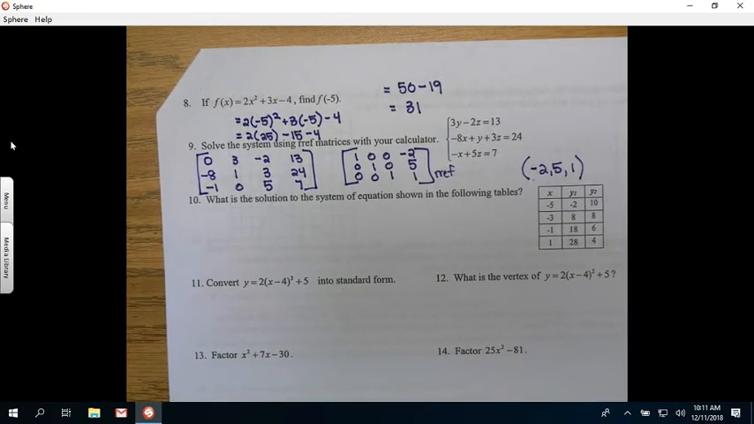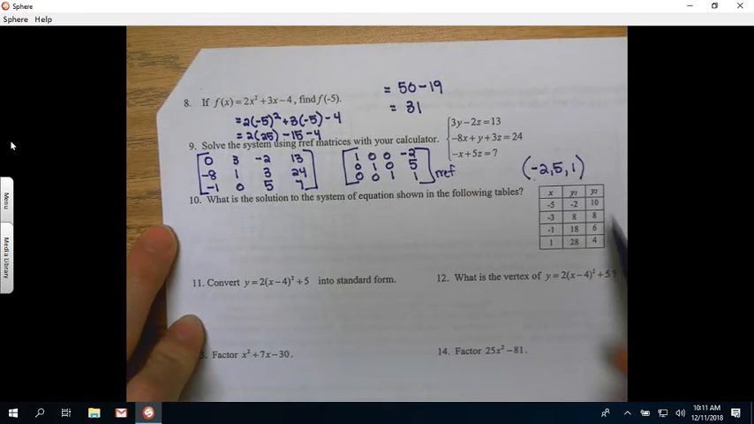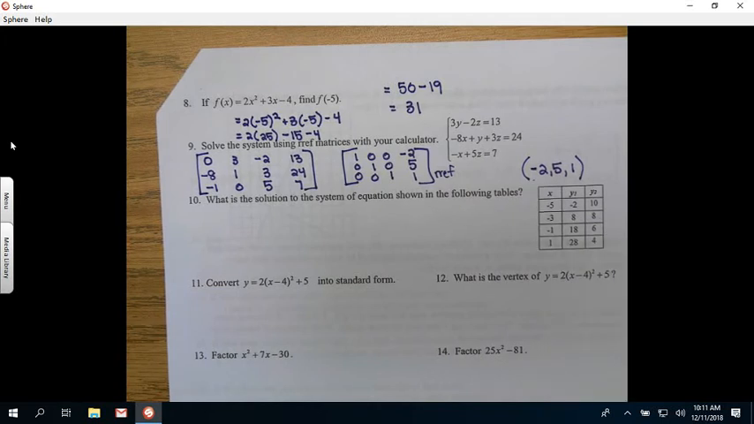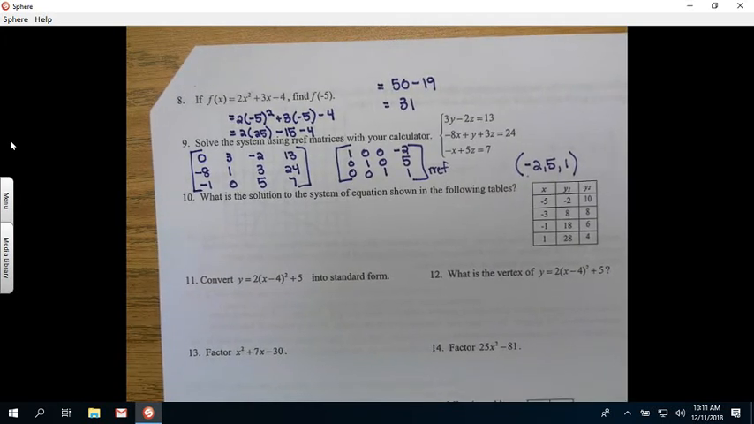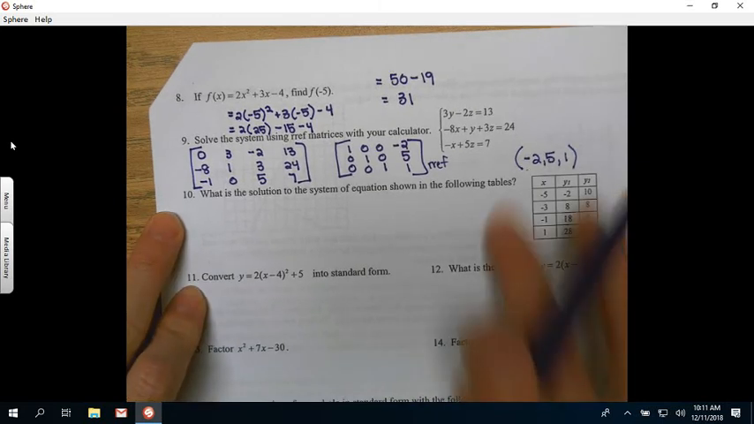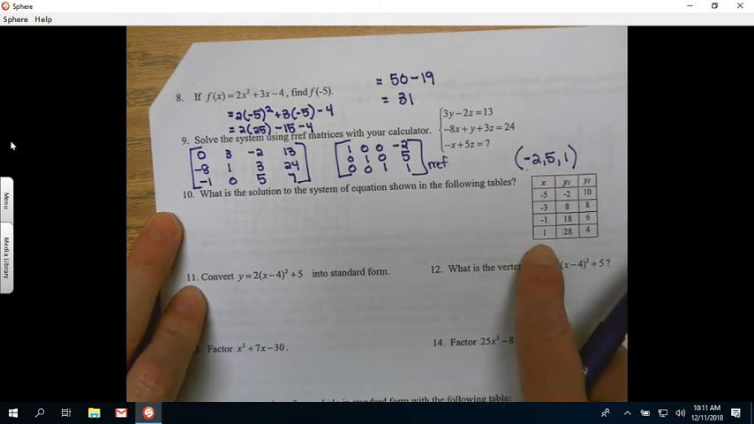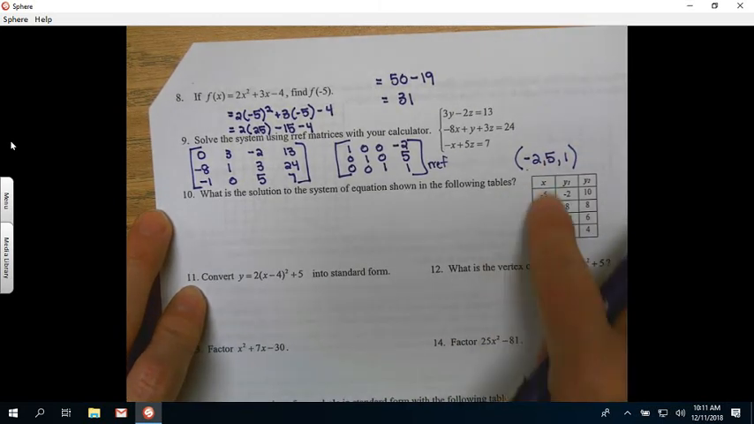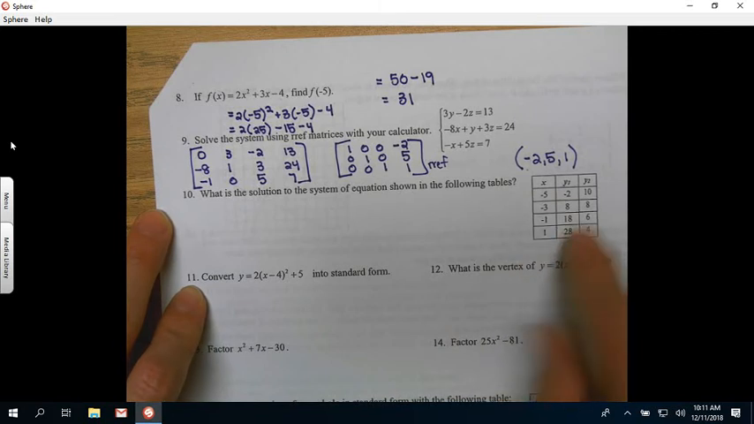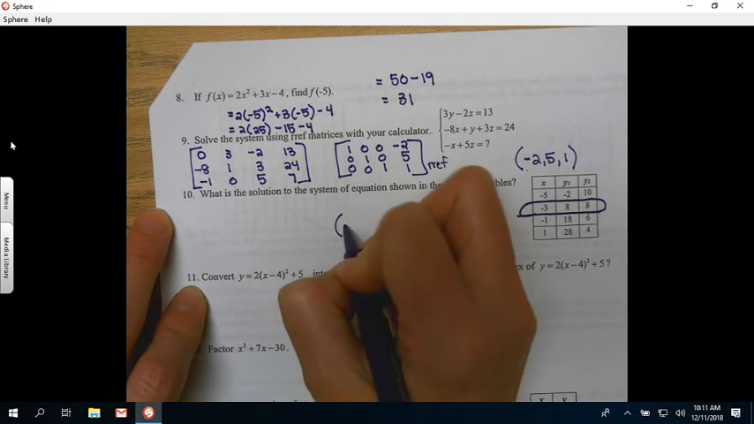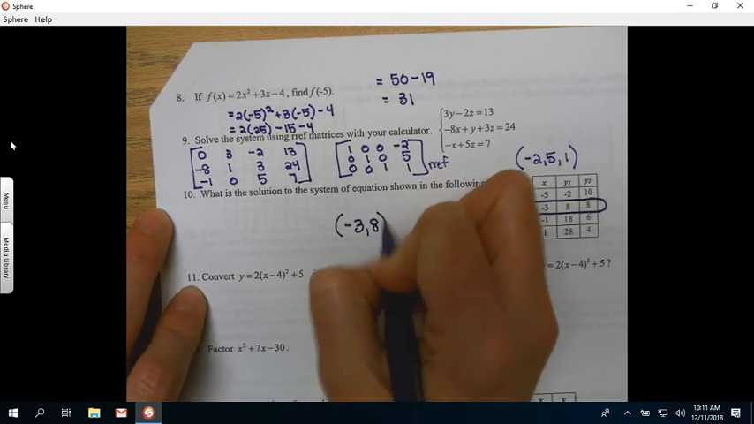All right. Solution to a system of equations in a table. Remember that solution to a system is the point where they intersect. So that means they have the same x and the same y. If I'm looking at a table, because the x's are not on here twice, these are just on here once, I'm looking for where the y's are the same. So right here, both of my y's are the same, which means they intersect at the point (−3, 8).